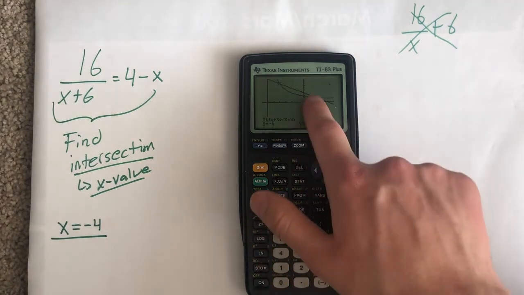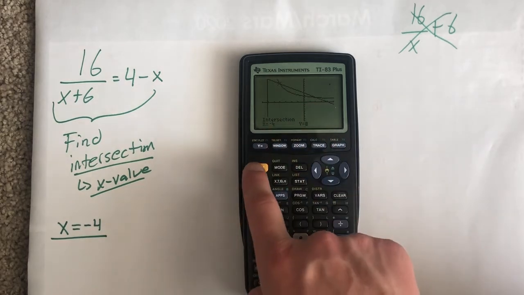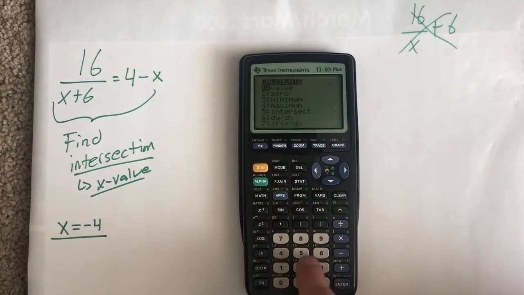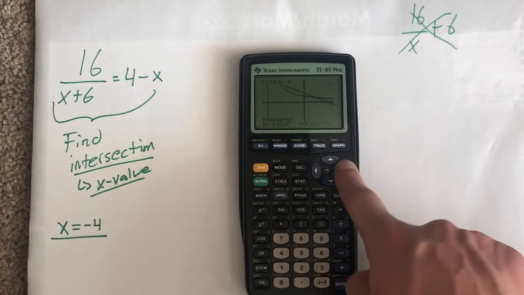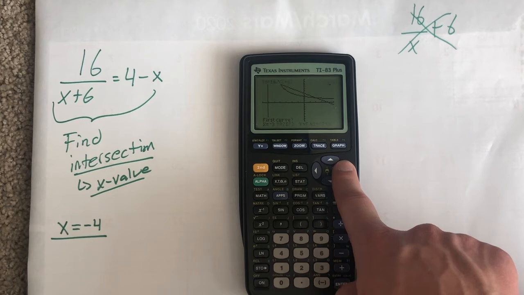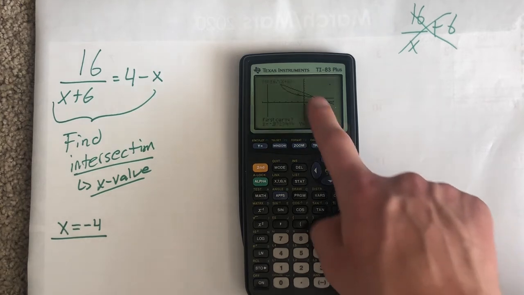So now I'm going to go over to my other intersection point. So second trace, I'm going to press 5 this time for intersect. Now it's on my first curve. Recognize it's way over there. I don't really want that. I'm going to try and scroll a little closer to the intersection point of this one.